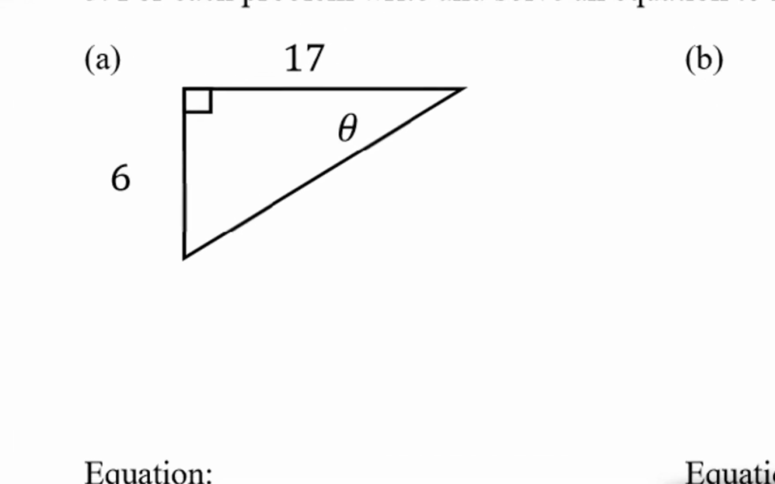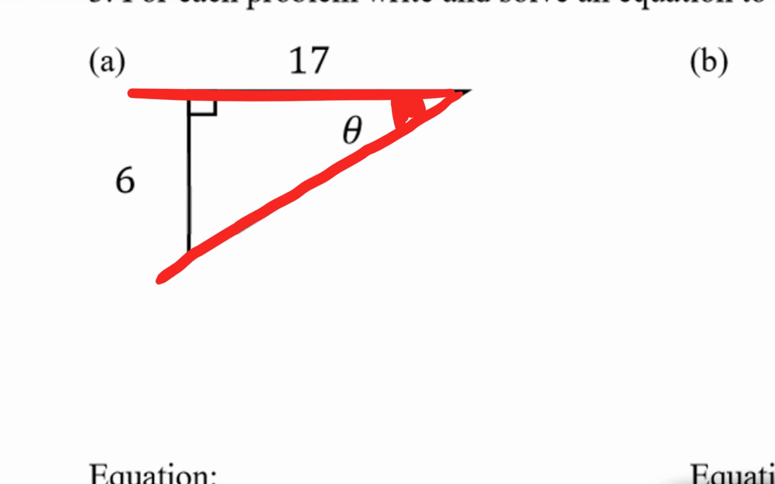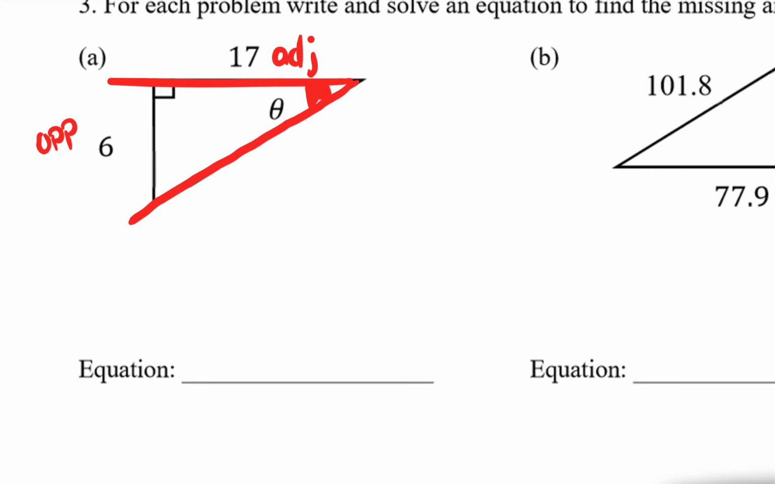So let's look at part A. In part A, I'm going to highlight where my angle is. Here is angle theta. In relationship to angle theta, I know the adjacent side is 17 units long, and I know the opposite side is 6 units long. Because it's opposite and adjacent, the equation is going to involve the tangent ratio. I can write down that the tangent of this angle theta is equal to 6 divided by 17.